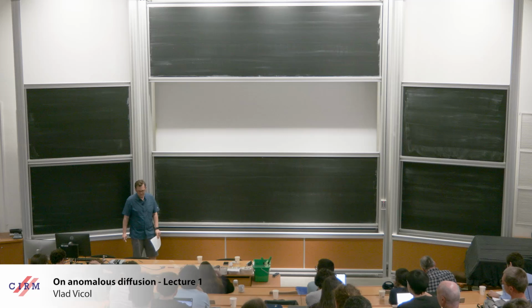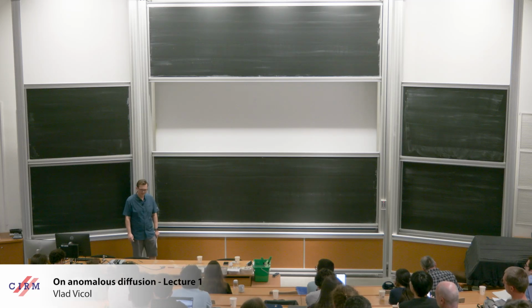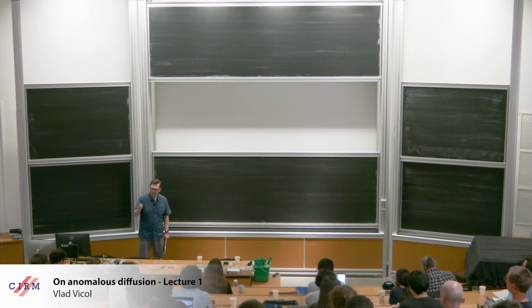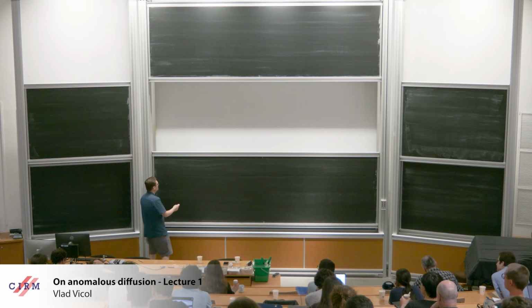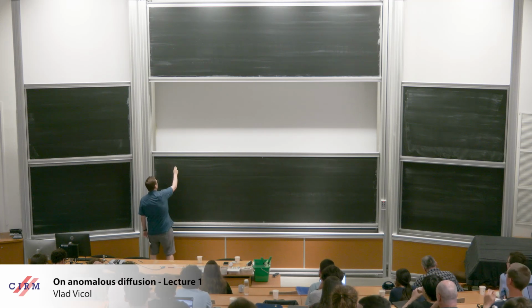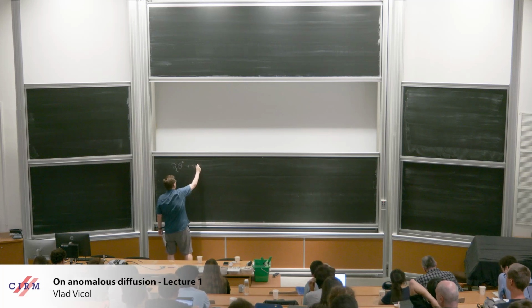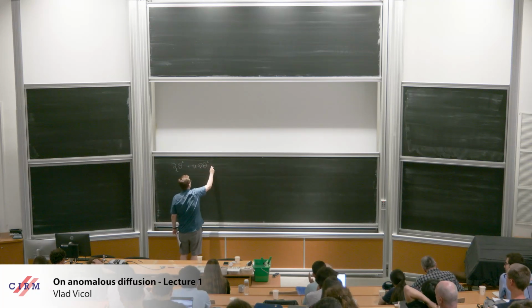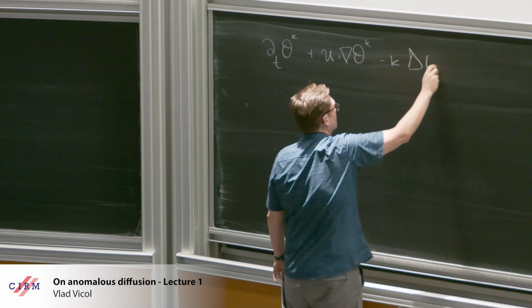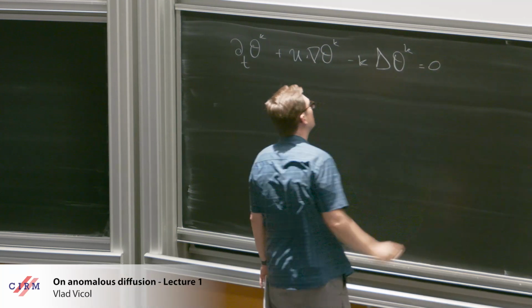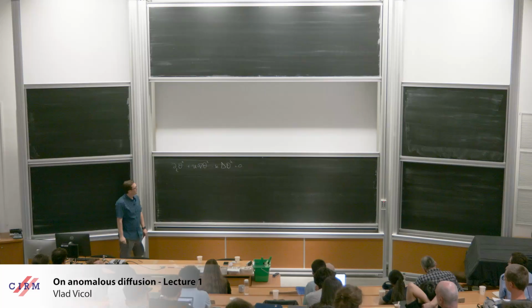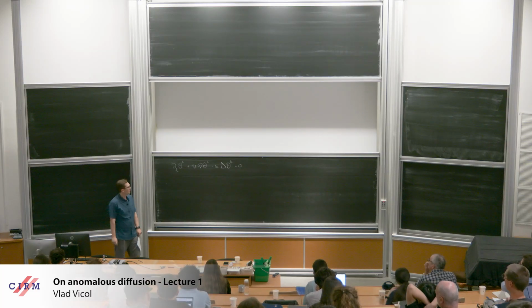In his first lecture, I think, Greg Eyink already mentioned the passive transport equation. So let's write passive transport. So just a transport equation. U is a given vector field. It's incompressible.